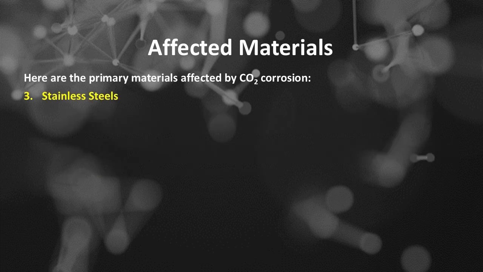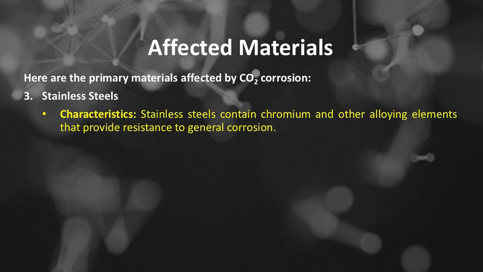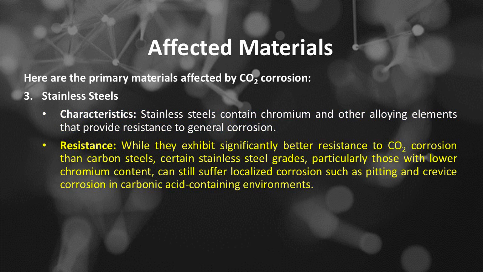Number 3 is stainless steels. Stainless steels characteristics: stainless steels contain chromium and other alloying elements that provide resistance to general corrosion. Stainless steel's resistance: while they exhibit significantly better resistance to CO2 corrosion than carbon steels, certain stainless steel grades, particularly those with lower chromium content, can still suffer localized corrosion such as pitting and crevice corrosion in carbonic acid-containing environments.